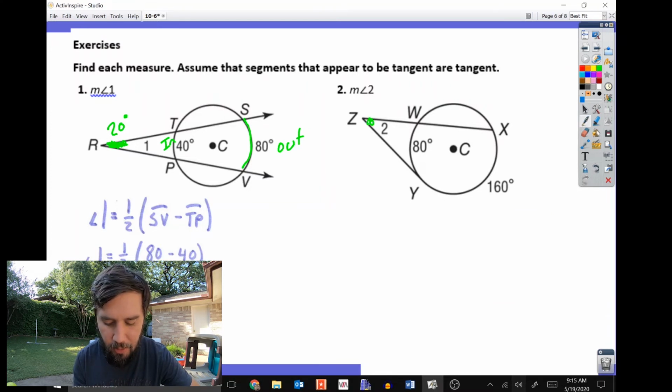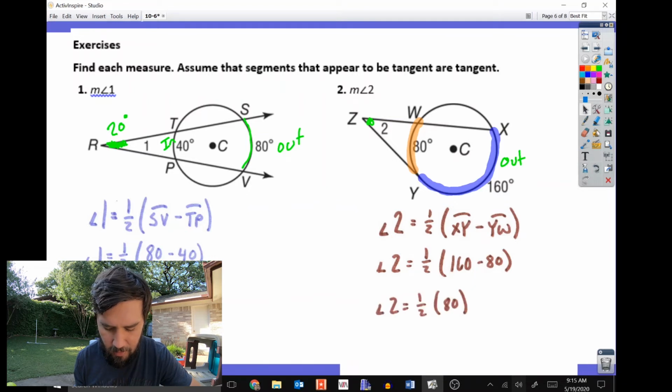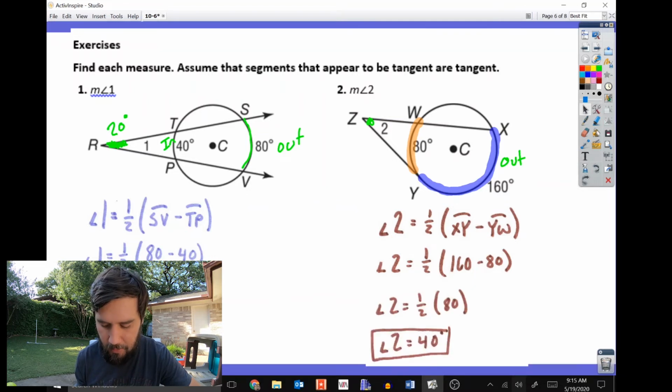The measure of angle 2 here is going to be 1/2 of the outer arc. Now this is your outer arc, the one furthest away between X and Y. So here's our outside arc, minus the inside arc, which is this arc right here. So that's 160 and 80. So angle 2 is equal to 1/2 of arc XY minus YW. And we know that's 160 minus 80, which gives me 80. And then 1/2 of 80 is 40 degrees. So this angle right here is 40 degrees.